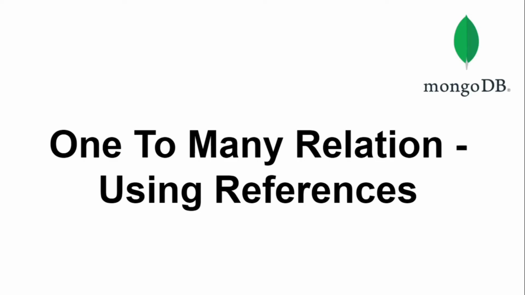Welcome back. In this video, I'm going to show you how you can establish a one-to-many relationship between the collections using references. In the previous video, you saw that a customer can have many payment methods, but the payment methods cannot be hundreds or thousands. So in order to show the one-to-many relationship between the customer and the payment method, we use the embedded document approach. But what if we want to establish a relationship between a customer and an order?